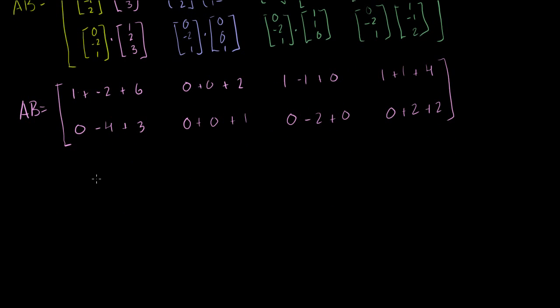Now we just have to add up these values. So the product of the two matrices is equal to the 2 by 4 matrix. 1 minus 2 plus 6, that's equal to 5. Minus 4 plus 3 is minus 1. This is just 2. This is just 1. Then we have 1 minus 1 plus 0 is just 0. Minus 2. Right, we just have a minus 2 there. 1 plus 1 plus 4 is 6. And then 2 plus 2 is 4. And we are done. The product AB is equal to this matrix right here.